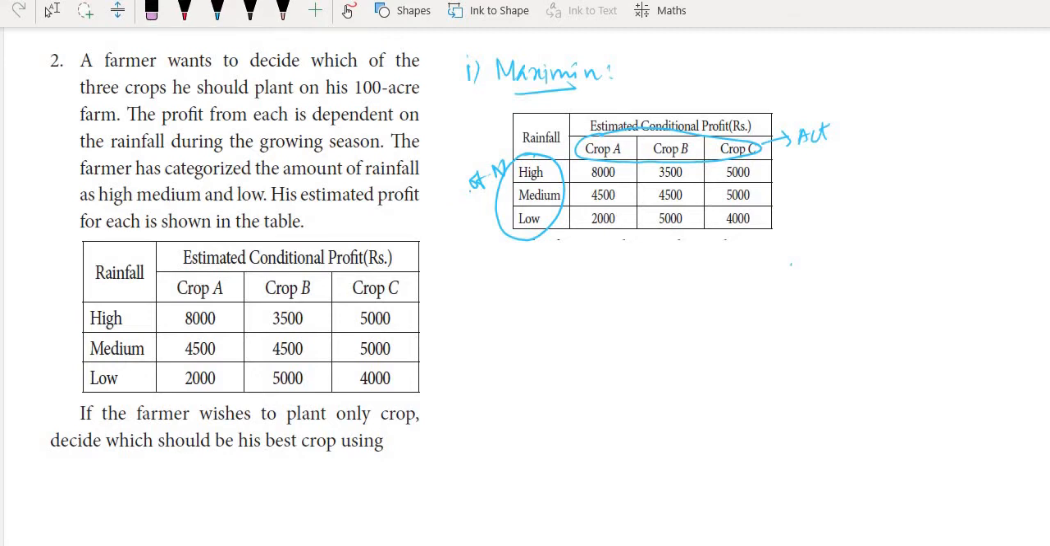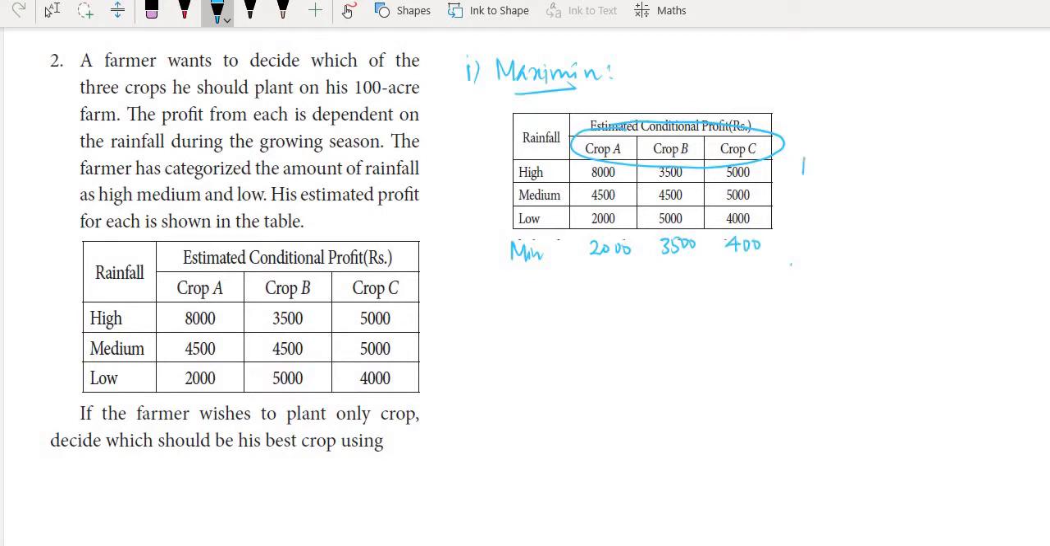So for this matrix, we should not take the minimum or maximum values row wise, we have to take them column wise. Why? Because these are the acts here. These are the possibilities of our decision taking. So I need to calculate the minimum column wise here. The minimum value for A is 2000, for B it is 3500 and for C it is 4000.